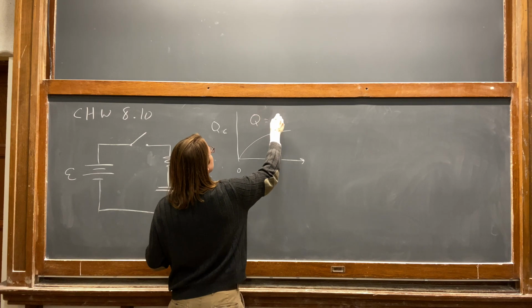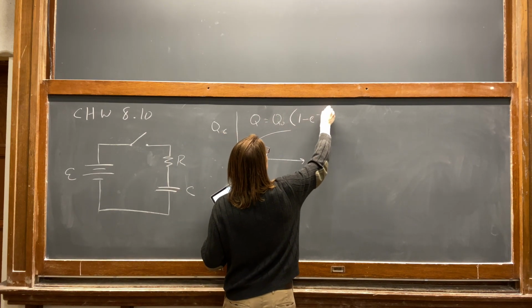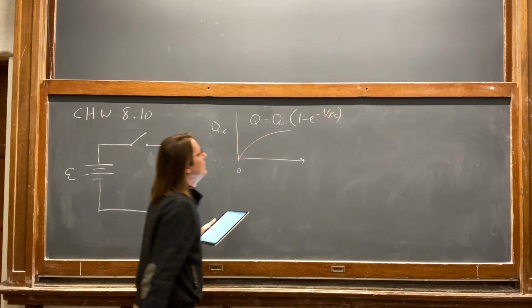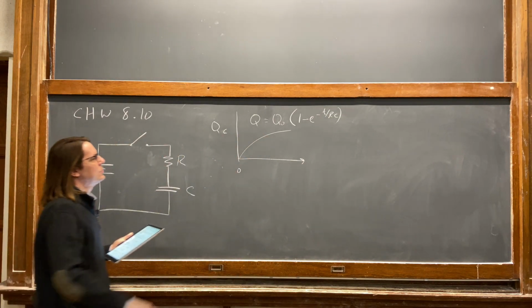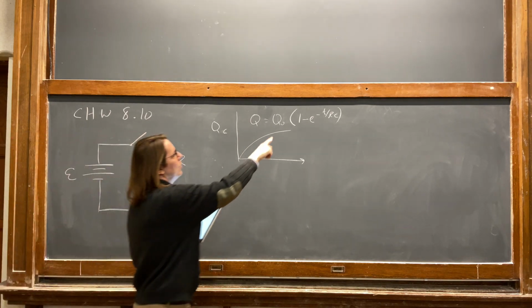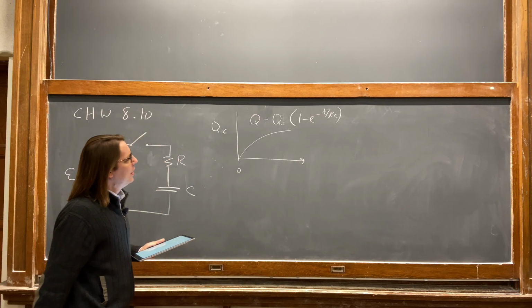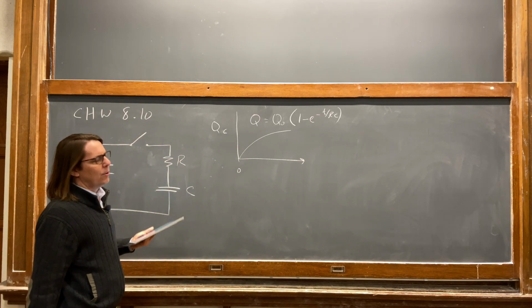If you look, the charge as a function of time is going to be this exponential equation: whatever charge it's going to build up to, which is just the EMF times the capacitance, times 1 minus e to the minus t over RC. RC is that time constant. We could think about discharging, but this problem is just about charging, I think.